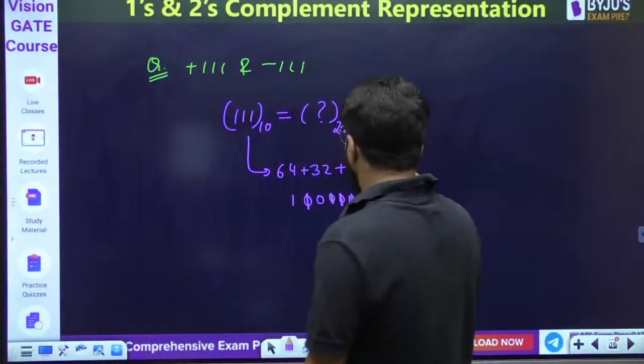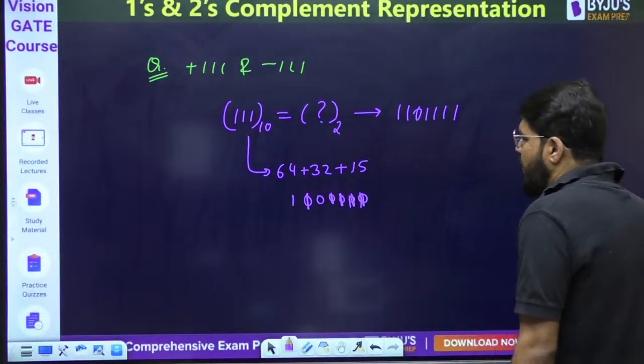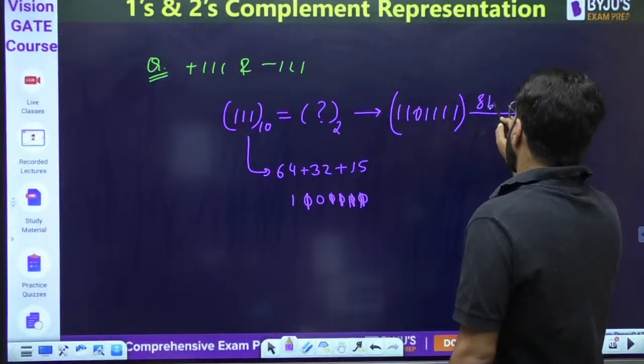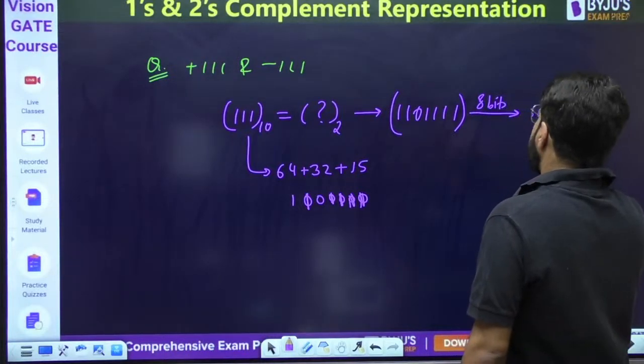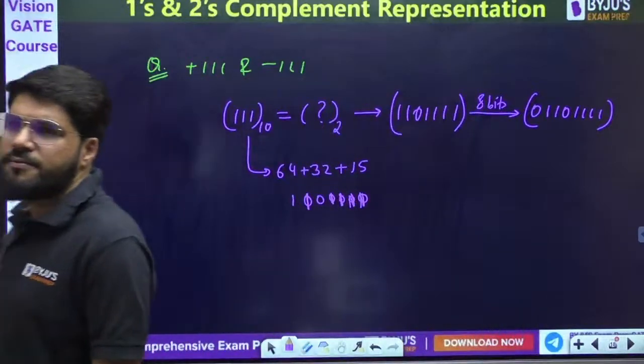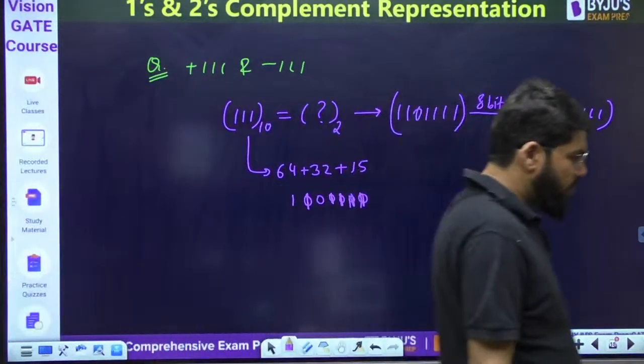So what is this number? 1101111, but this is 7 bit. Converting into 8 bits, 01101111. Clear everybody? That is 01101111.